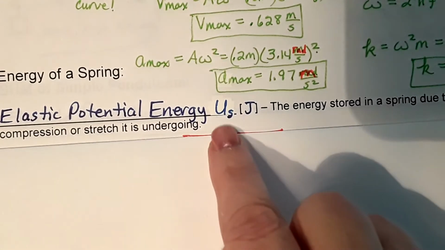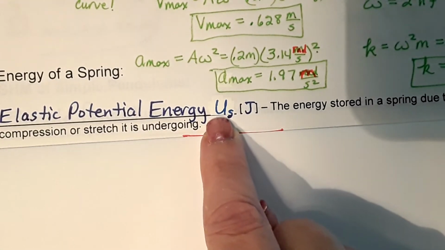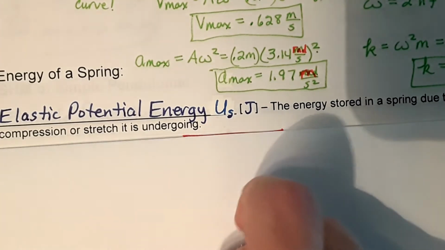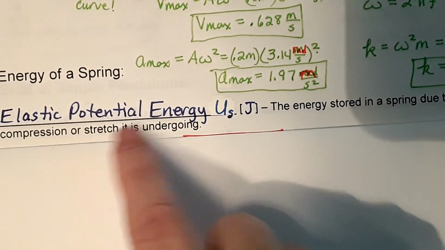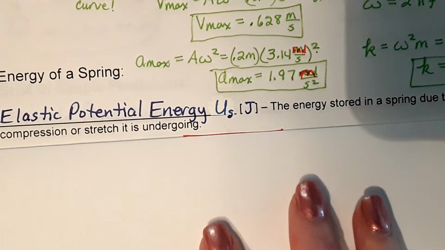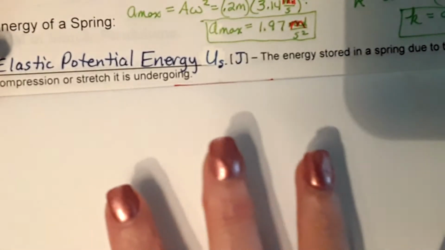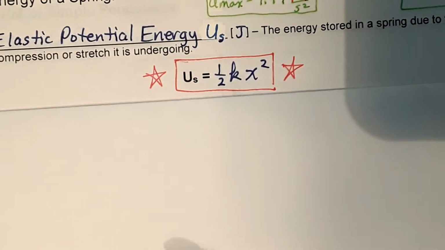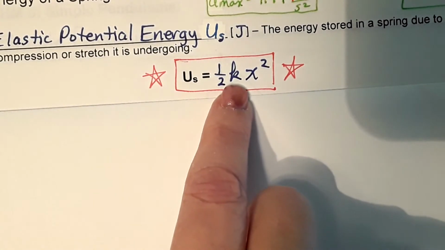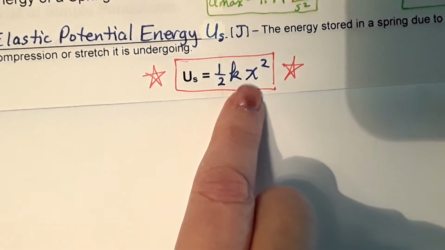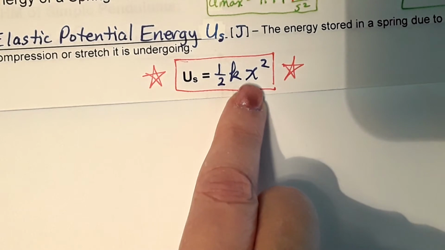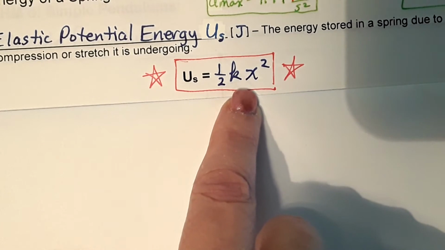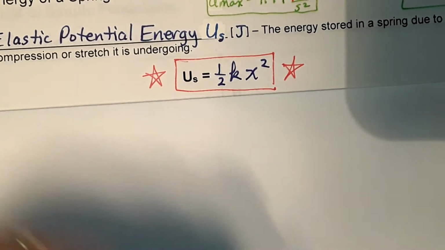All right. So we still use a U for potential energy, but now we put an S on it, for spring potential energy. Also called elastic potential energy, always measured in joules like other energies. But it's the energy stored in a spring due to the compression or stretch. To find the elastic potential energy, you say 1/2 times the k constant of the spring times the stretch squared. Remember, stretch for a spring is a difference in lengths.